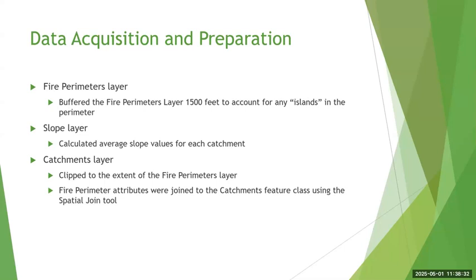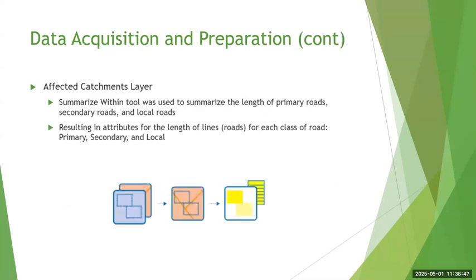And finally, we're going to join the fire perimeter attributes to the catchments feature class based on the intersection of these two datasets using the Spatial Join tool. And then that tool will give us the affected catchments layer. With this affected catchments layer, we're just going to run a quick Summarize Within tool to summarize the length of primary roads, secondary roads, and local roads within each affected catchment area.